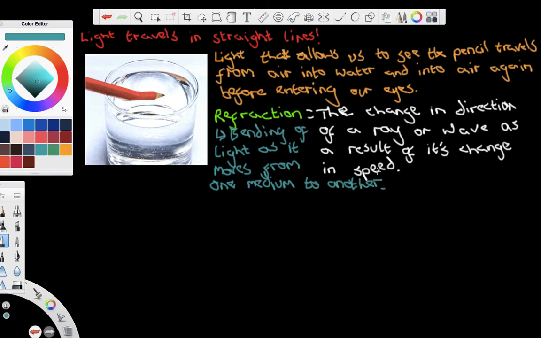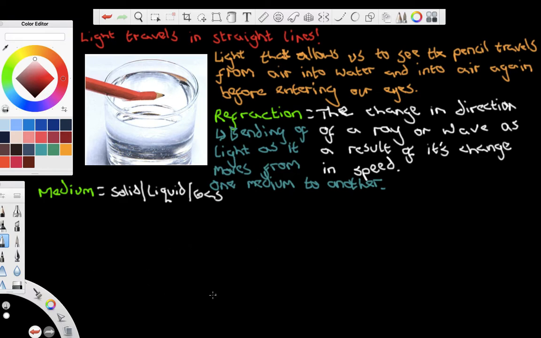Now, we've come across this word medium before, but just to refresh your memory, let's have it as another keyword. A medium is either a solid, a liquid, or a gas. Okay? So when light travels from one medium to another, it is bent.